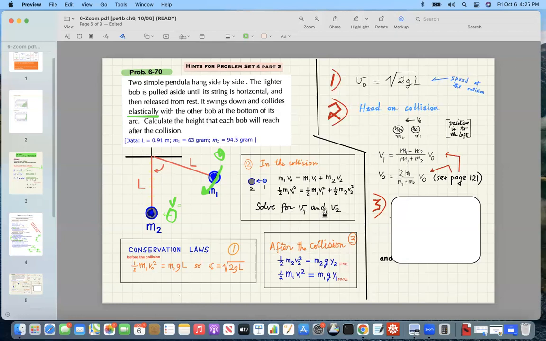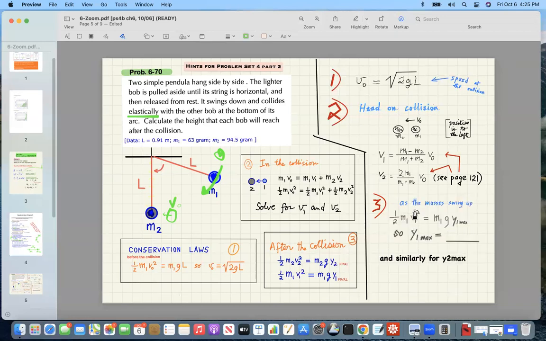So now you've calculated v1 and v2. Now, after the collision, that's part three, m2 starts going up, m1 starts going up, attached to a string. So again, you can use conservation of energy. 1/2 m2 v2 squared is m2gy2, the final height of the second mass. 1/2 m1 v1 squared is m1gy1, the final height of the first mass. So you use part two to calculate v1 and v2. You use part three to calculate y1 and y2. That's the question in the problem.